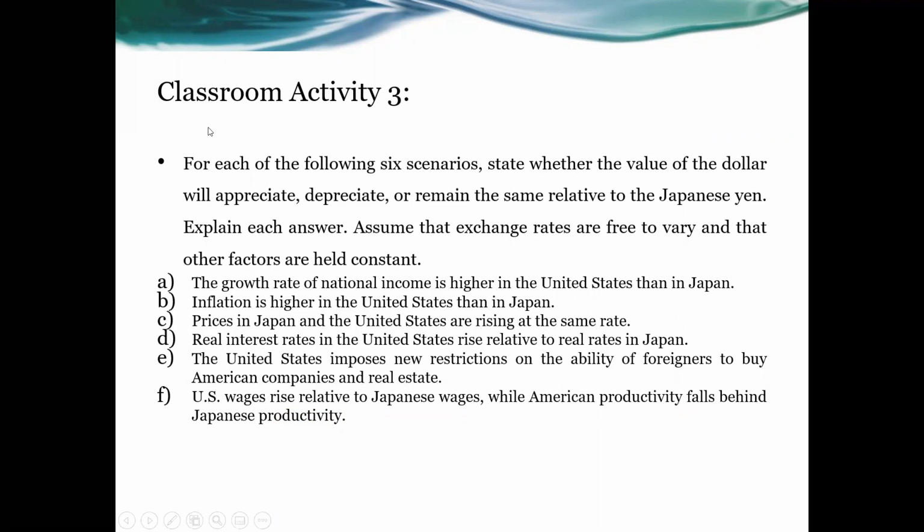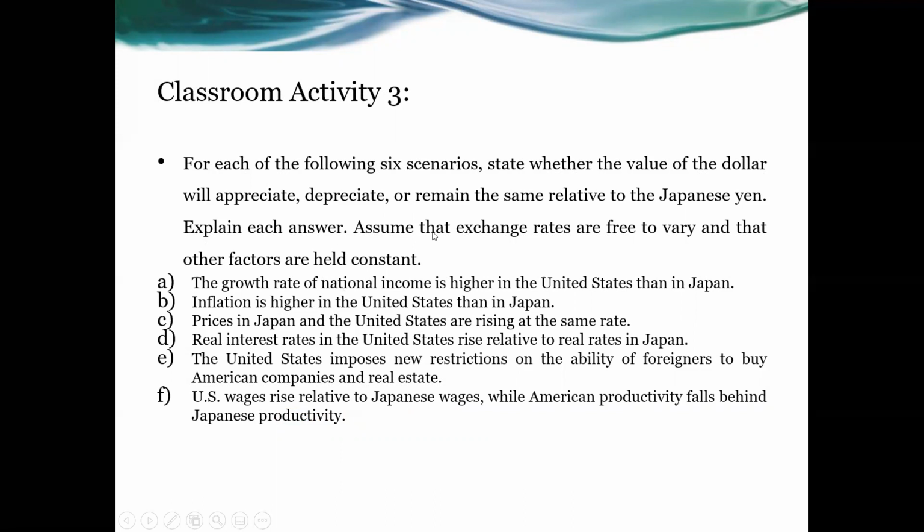I give you those things because you need to learn by yourself, right? We cannot teach everything. You have to learn by yourself. Now you are getting 6 scenarios. For each of the scenarios, state whether the value of the dollar will appreciate, depreciate, or remain the same relative to the Japanese yen. After you do your exercises on the factors affecting the exchange rate equilibrium, you can easily do this one, right?